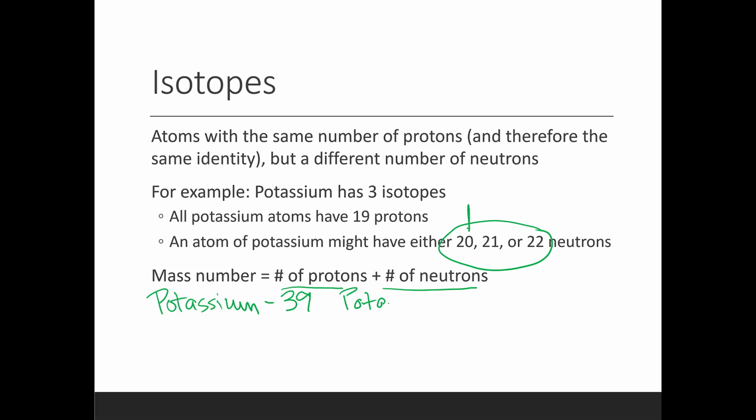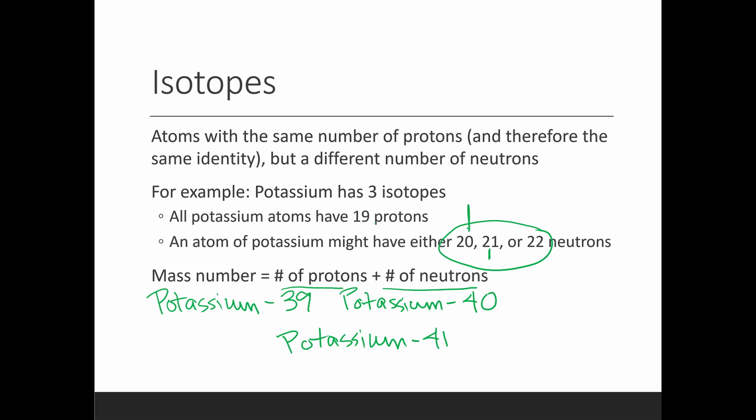We can do the other ones as well. We've got potassium-40. That's the one that has 21 neutrons. And we also have potassium-41. That one has 19 protons and 22 neutrons. So mass number is the number of protons plus the number of neutrons. The reason we don't include electrons in mass number is because they are so small that we consider them to be essentially massless. They essentially do not contribute to the overall mass of an atom, but the protons and the neutrons are bigger, so they do contribute to the mass of an atom.